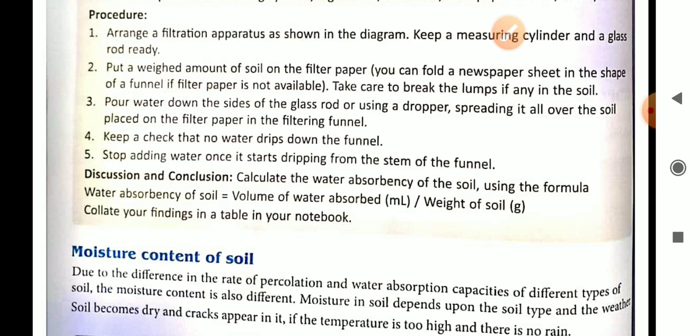Then find out the water absorbency of soil. Volume you have got and the weight you know. Then calculate the water absorbency of a soil.